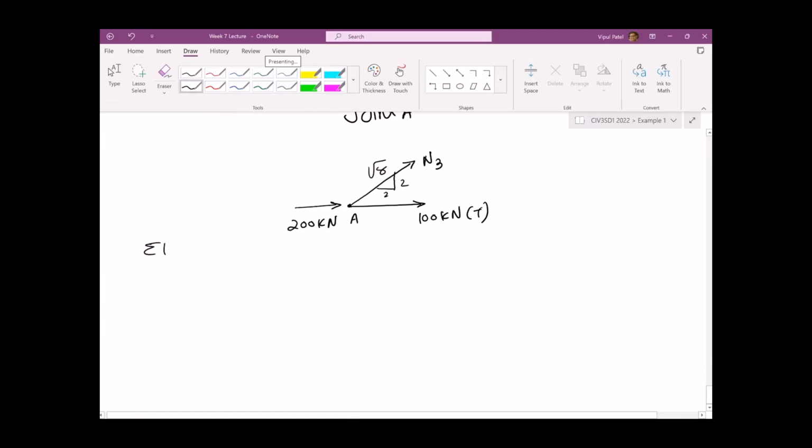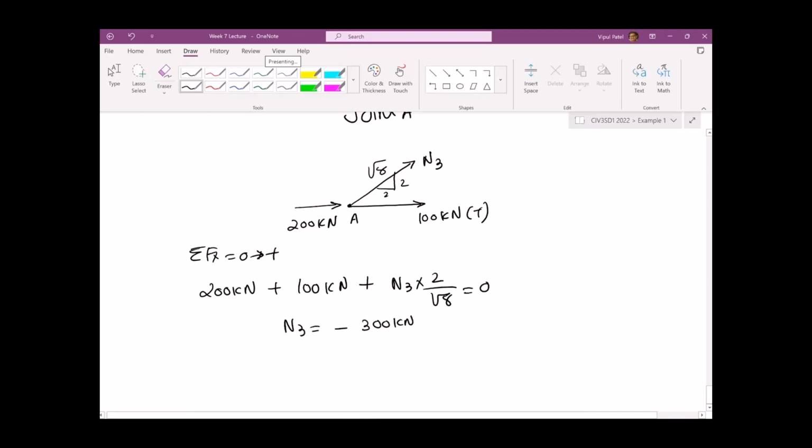So sum of the force in the y direction, you can't find it in the y direction. Sum of the force in the x direction, left to right is positive: 200 kilonewtons plus 100 kilonewtons plus N3 times 2 on square root 8 equal to 0. So N3 equal to minus 300 kilonewtons times square root 8 on 2.